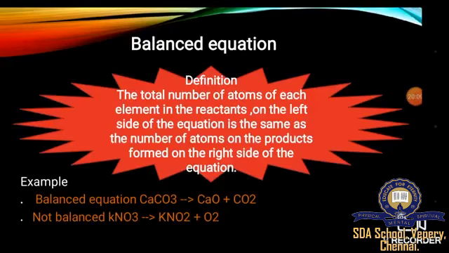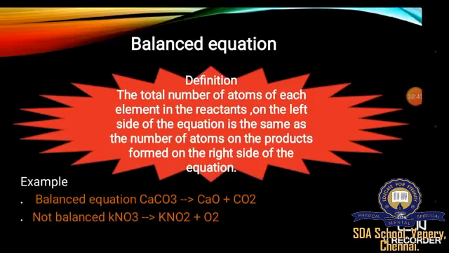So we have an example for a balanced equation. It is CaCO3 gives CaO plus CO2. Here we have one calcium on the reactant side and one calcium on the product side, and one carbon on the reactant side and one carbon on the product side, and we have 3 oxygen atoms on the reactant side, and here 1 plus 2, 3 oxygen atoms on the product side. So the atoms are equal on both the sides. So this equation is said to be a balanced equation.